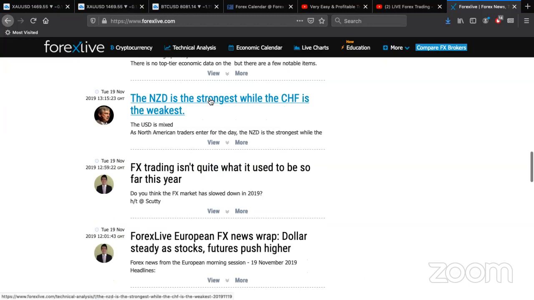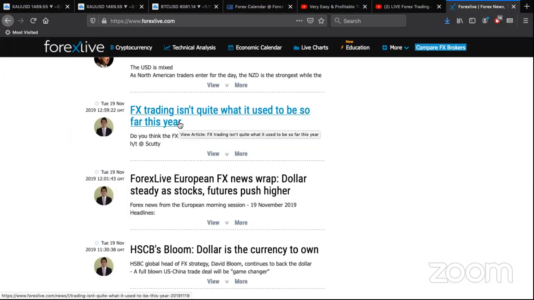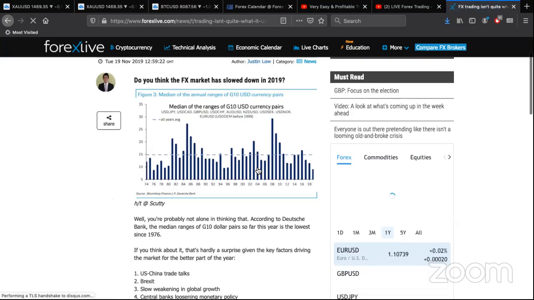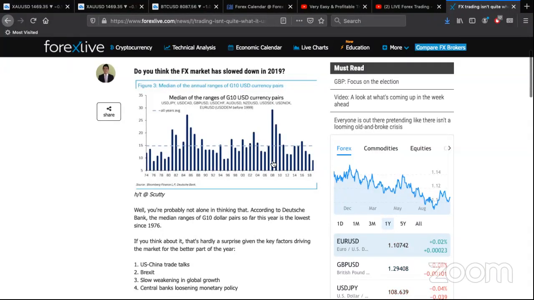The New Zealand dollar is the strongest today, while the Swiss franc is the weakest. And this headline over here says we're seeing the lowest ranges this year, right? We're seeing very narrow ranges for this year of 2019. Here's the volatility of the top G10 US dollar currency pairs. See back during the crisis, these enormously large ranges. And then you can see price now contracting all the way down here. What happens after you get markets consolidating? They expand, right?